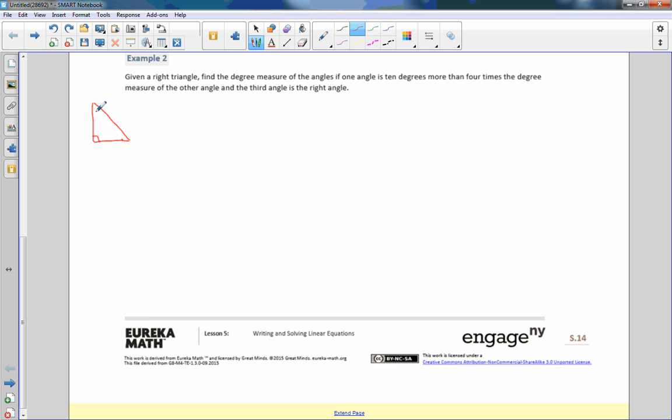So we're trying to find this angle here and this angle here. I'll just call them 1 and 2. So it says find the degree measure of the angles if one angle is 10 degrees more than 4 times the degree measure of the other. Okay, so I now know that angle 2 is going to be x, and angle 1 is going to be 10 degrees more than 4 times the degree measure of that. Now notice it says more than. That means to write it this way. 10 degrees more than 4 times that degree measure of the other angle. So angle 1 is 4x plus 10 degrees.